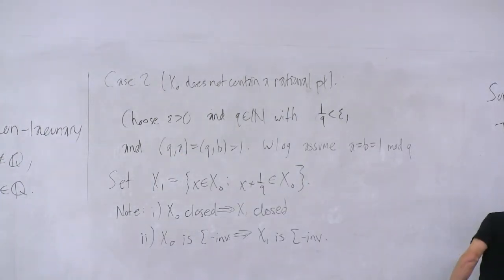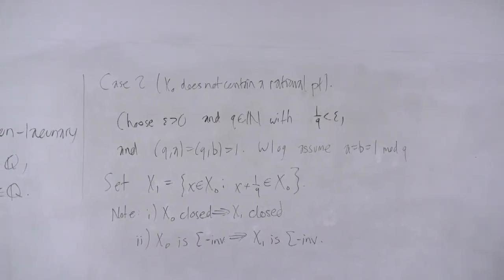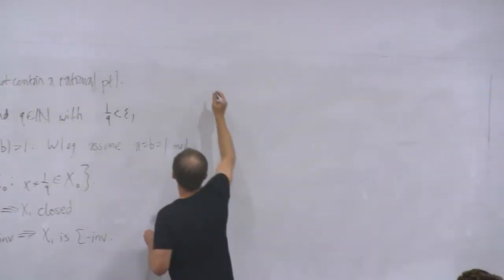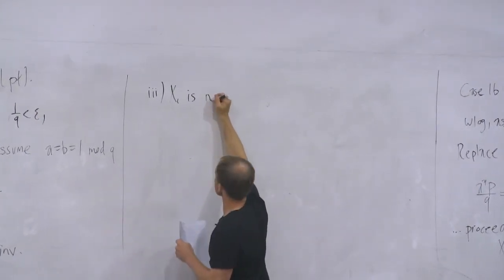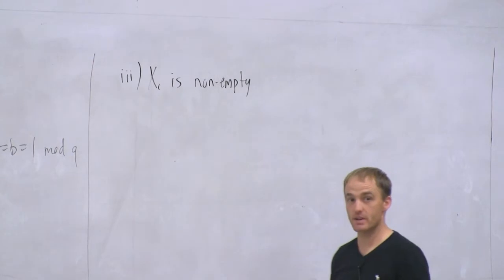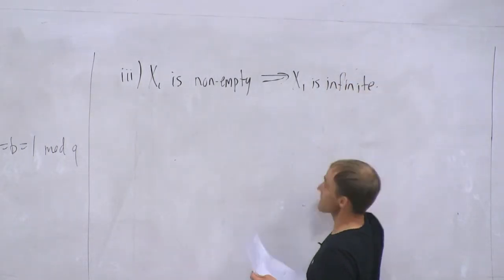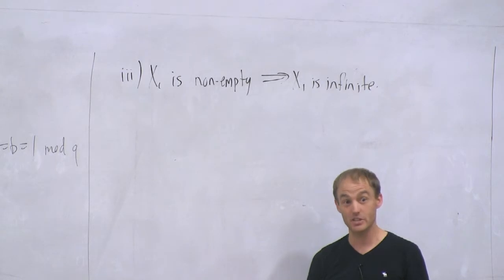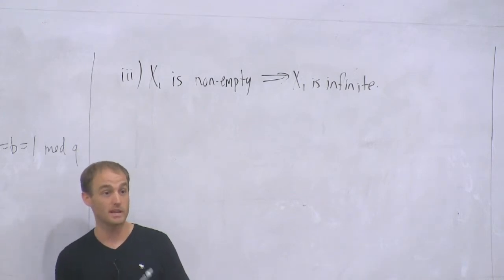Observation number 3, I should say. x1 is infinite. Actually, let me say something even weaker at first. x1 is non-empty. And the fact that x1 is non-empty implies that x1 is infinite. Okay? Now, here's where I'm using the fact that x0 doesn't contain a rational point. Because anything that's in x1 has to come from x0. There's no rational points in x0, so if anything survives the process of getting into x1, then because x1 is sigma invariant, it's got infinitely many points. It has the whole orbit of the point inside of there. Okay?